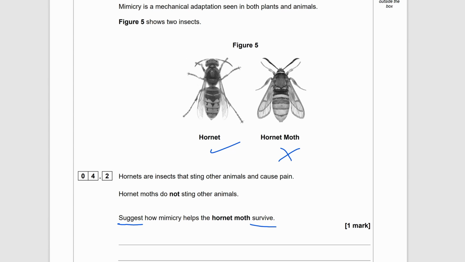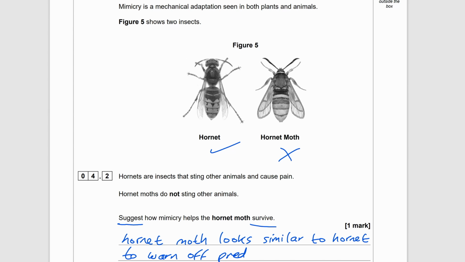why? Because predators may look at the hornet moth, believe it's a hornet, think it's going to sting it, and then it would not eat it. So I want to say the hornet moth looks similar to the hornet to warn off the predators, so they do not eat it.